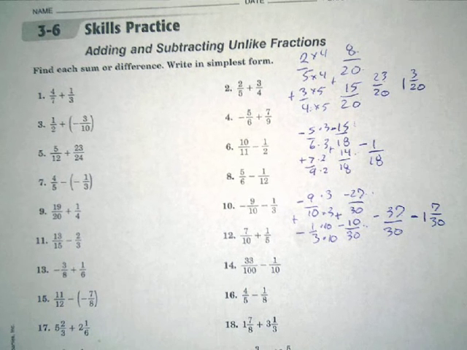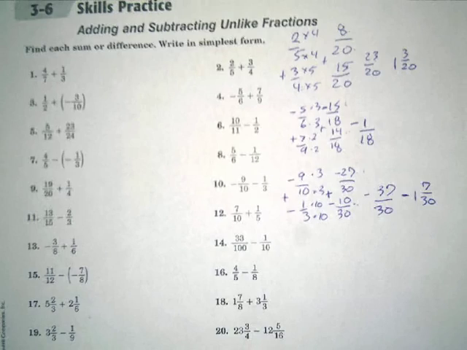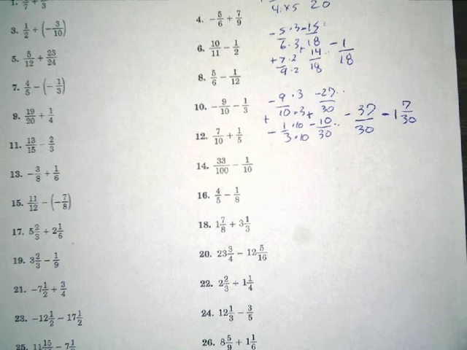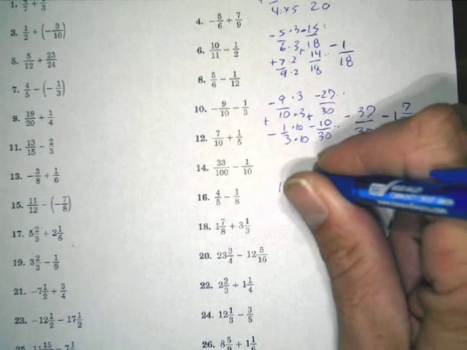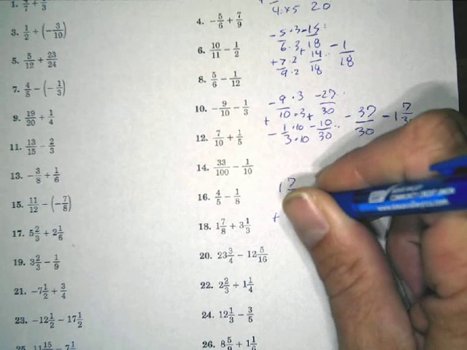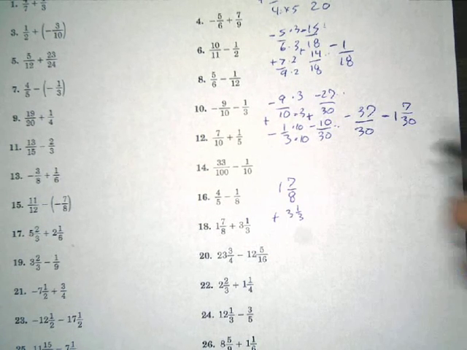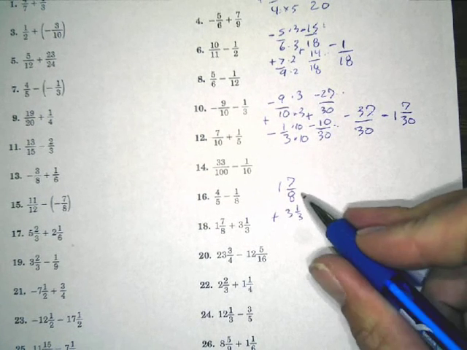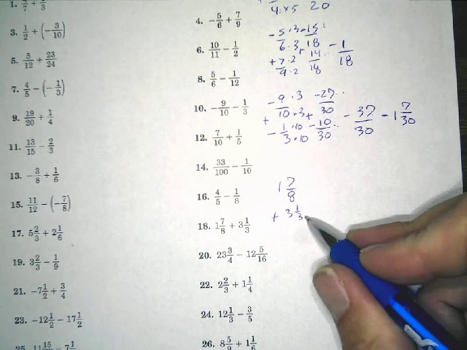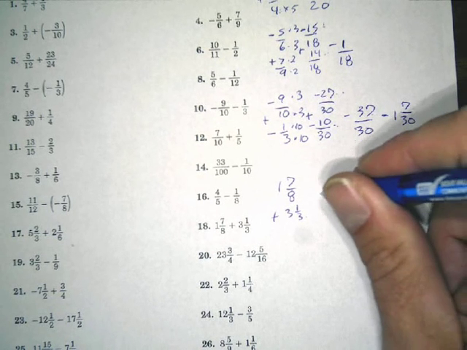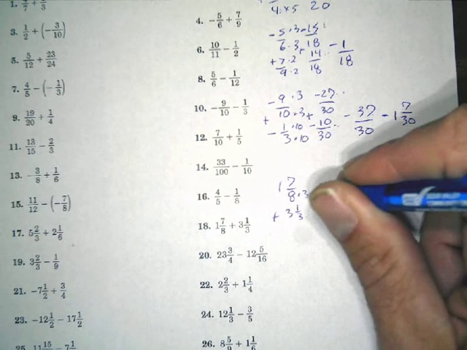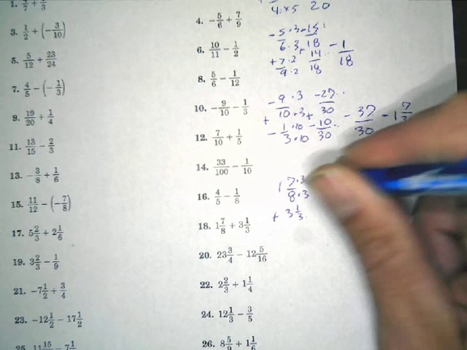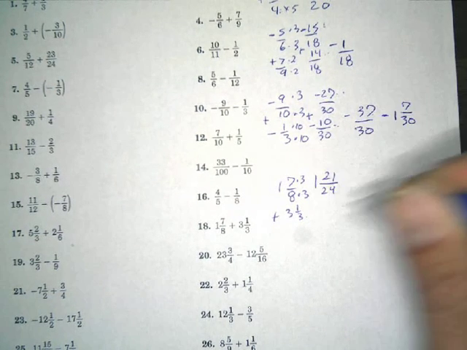When we get to a problem such as number 18 with a mixed number, we have 1 and 7/8 plus 3 and 1/3. We have to find our common denominator for 8 and 3, which could be 24. 8 times 3 is 24. 7 times 3 is 21. Bring our whole number over. Put our plus sign in.